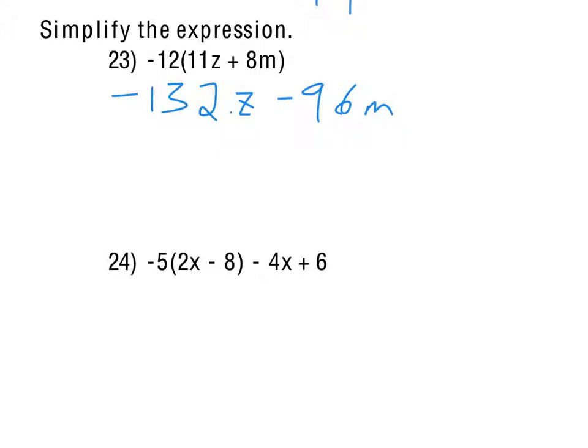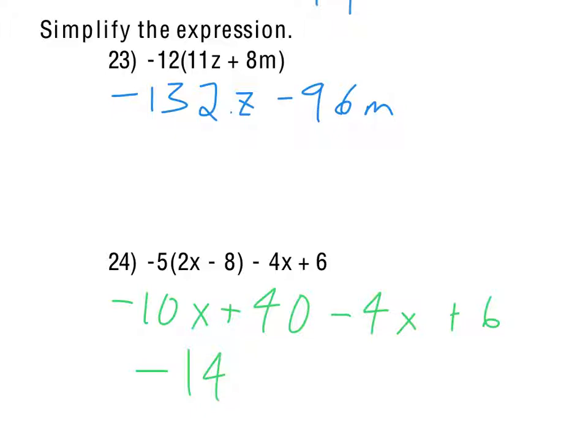Number 24, we distribute the negative 5. So we'd be looking at negative 10x. Then it would be plus 40. Again, the negatives cancel out. Minus the 4x plus the 6. We can combine the x's and get negative 14x. And then add the 40 and the 6 together, we get 46.